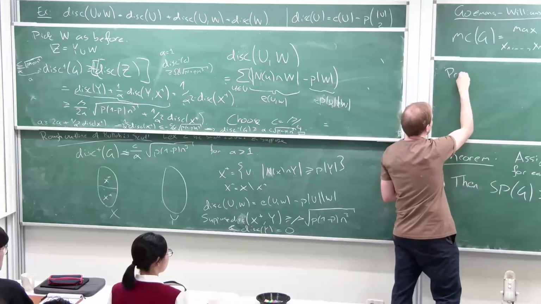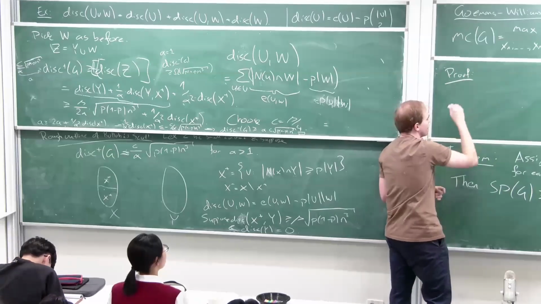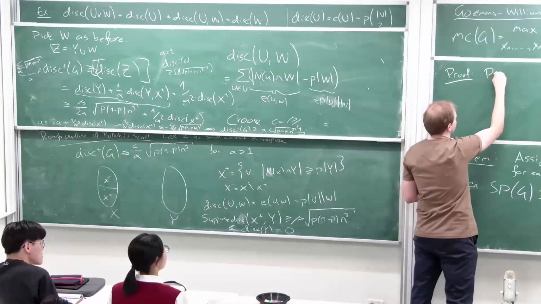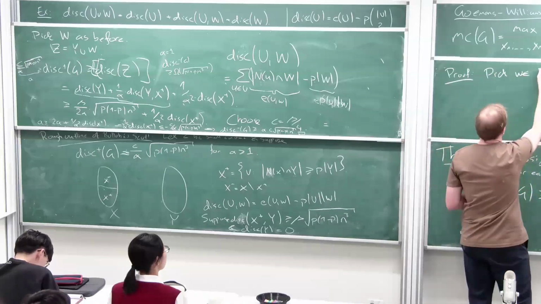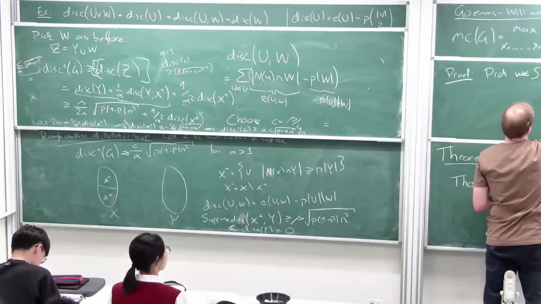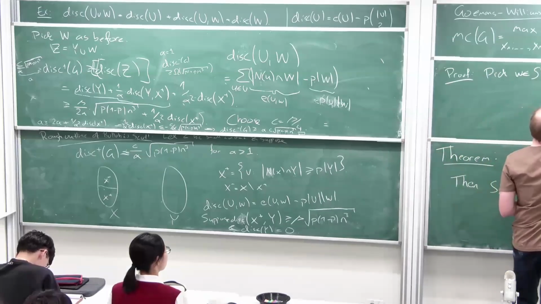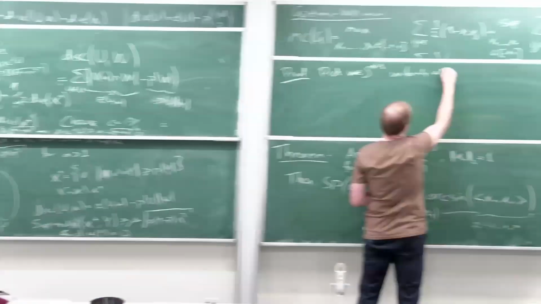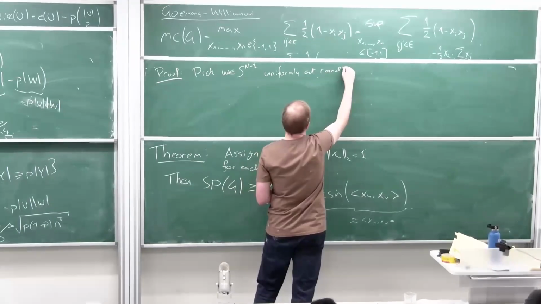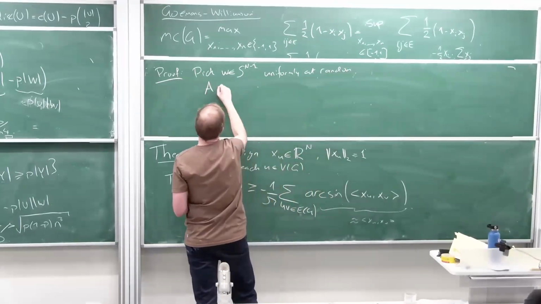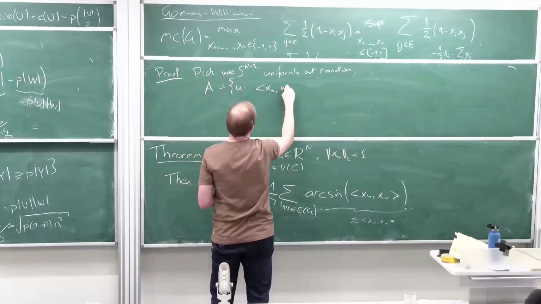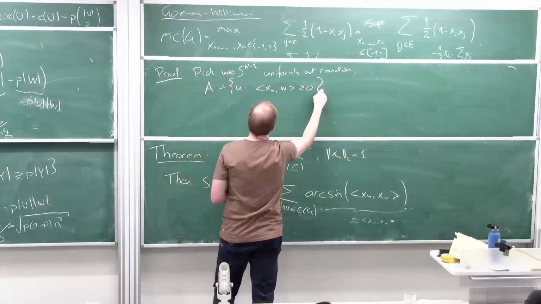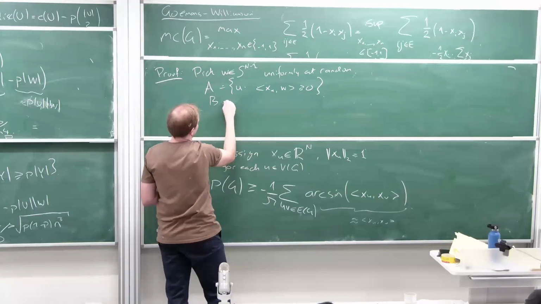So, given such vectors, we pick W in the unit sphere uniformly at random. And we let A be all those u for which the inner product with W is non-negative, and B the complement.